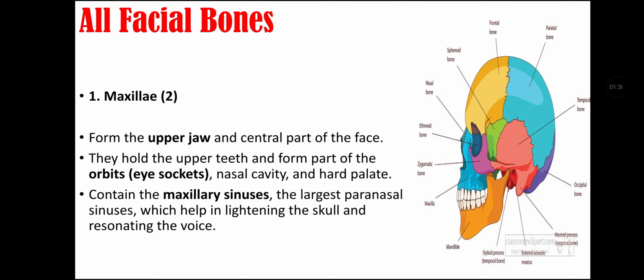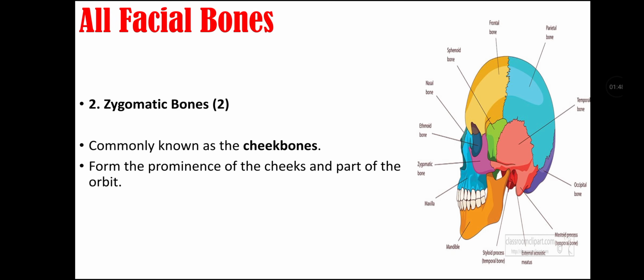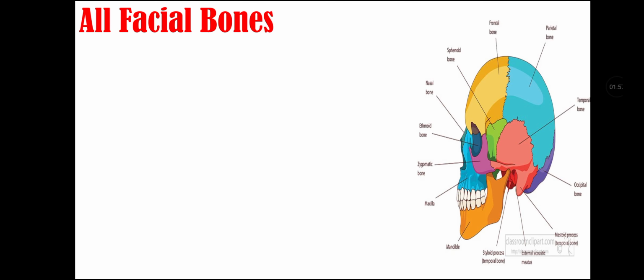voice. Next facial bone is the zygomatic bone, which is also a paired bone. In the diagram you can see the purple colored bone is the zygomatic bone. They are commonly known as cheekbones. They form the prominence of the cheek and part of the orbit. They articulate with the temporal bone to form the zygomatic arch, which is an important landmark of the face.